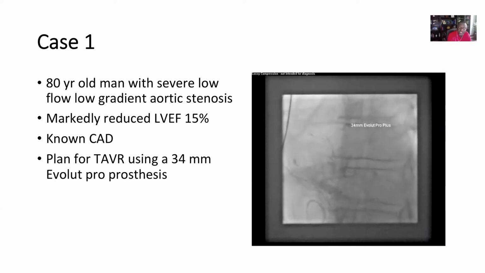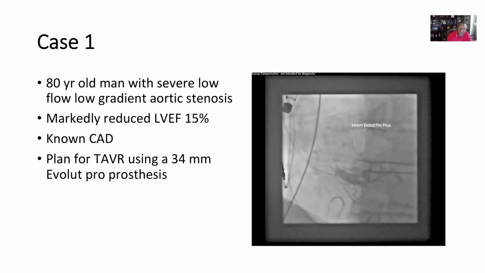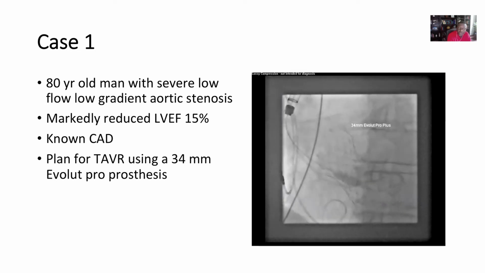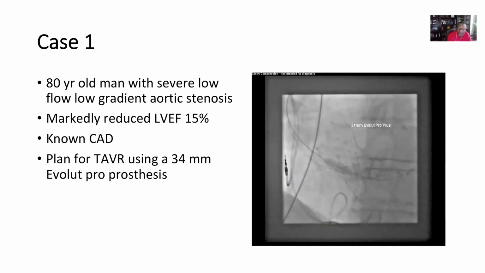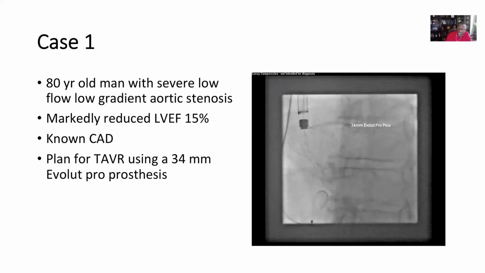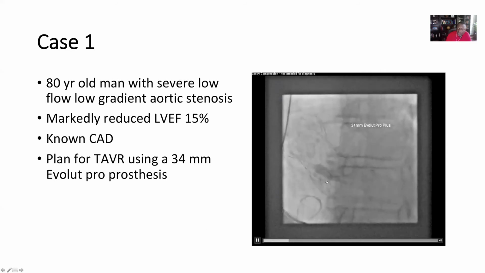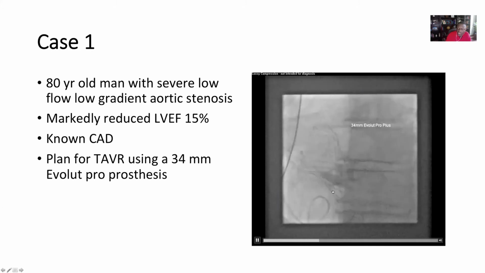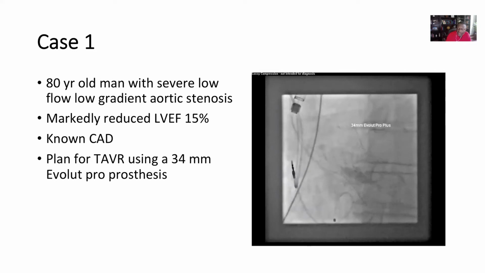The first is a case of an 80-year-old man with severe low-flow, low-gradient aortic stenosis, with markedly reduced LV function and known CAD. He underwent transcatheter aortic valve replacement with a 34mm Evolut Pro Plus prosthesis. What you see here in the angiogram is the deployment of the CoreValve prosthesis, and upon release of the valve, you notice that the valve moves ventricular immediately after release of the last tines of the valve.